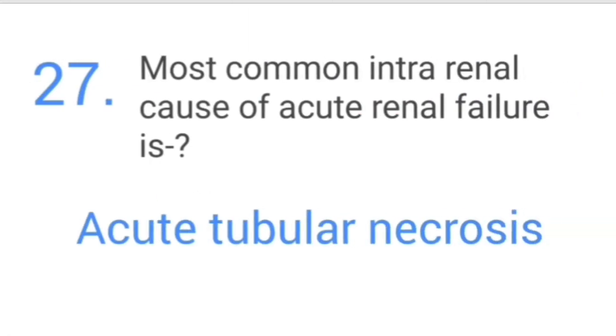Most common intrarenal cause of acute renal failure is acute tubular necrosis.